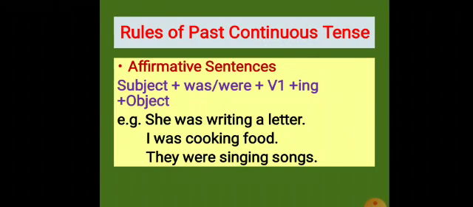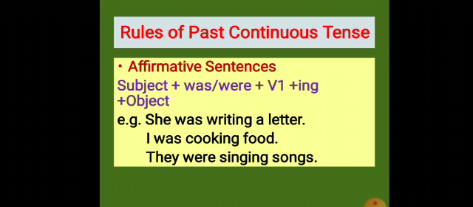Again, what is the rule for past continuous tense? Subject plus was/were plus V1. With this verb, we use ing plus object. Now, the use of was and were will depend upon the subject. If our subject is singular, then we use was. If our subject is plural, then we use were.